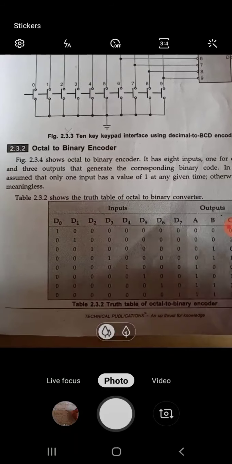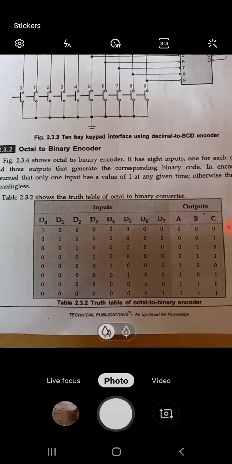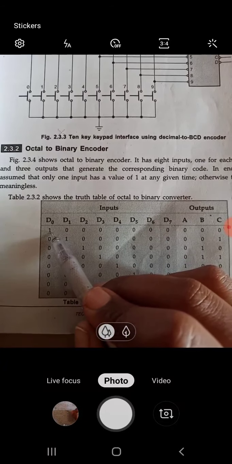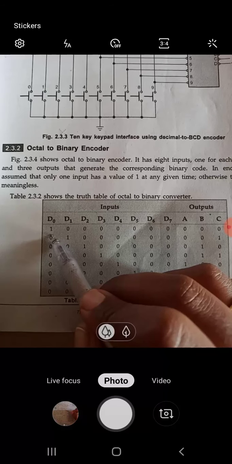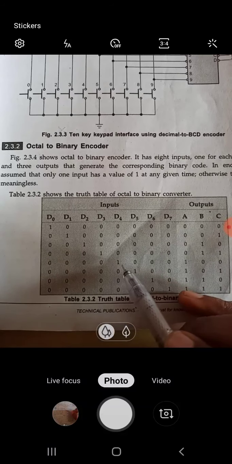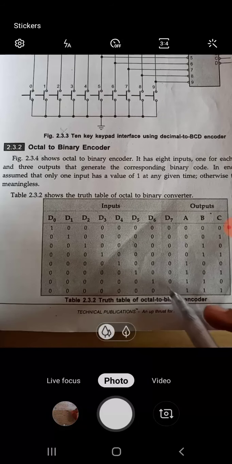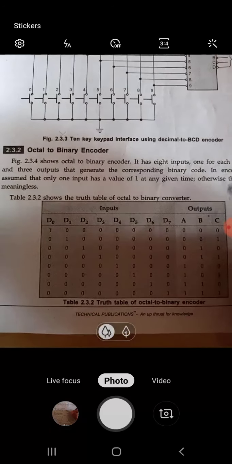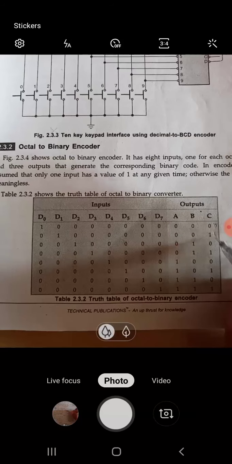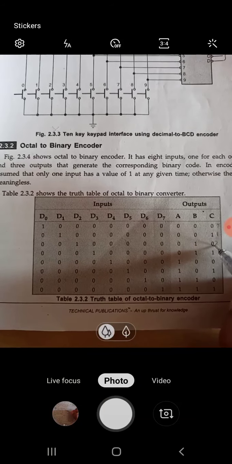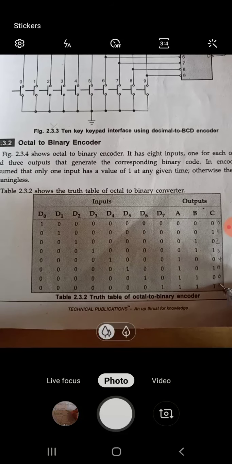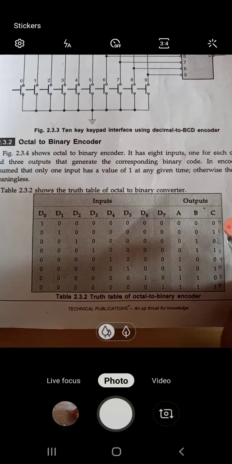We are not referring to active low output now, we are referring to active high output only. So therefore this is logic 1. This is D0, then 1, 2, 3, 4, 5, 6 and 7. In decimal value, this is 0, this is 1, this is 2, this is 3, this is 4, 5, 6 and 7. For those corresponding values you have a 1.